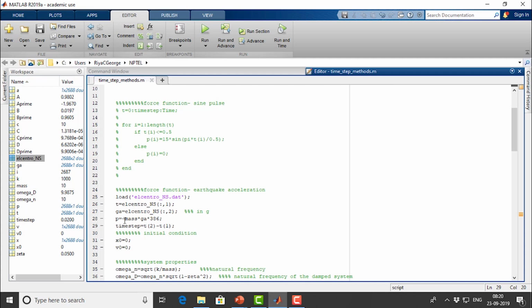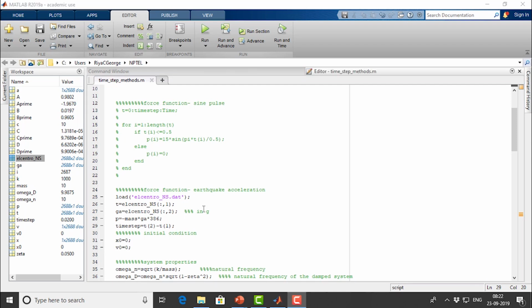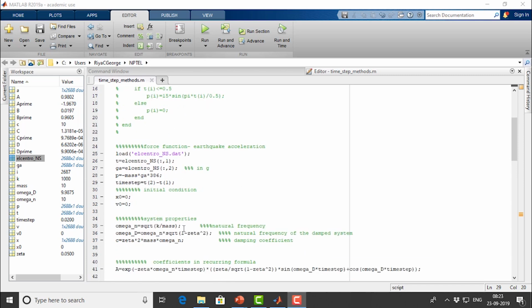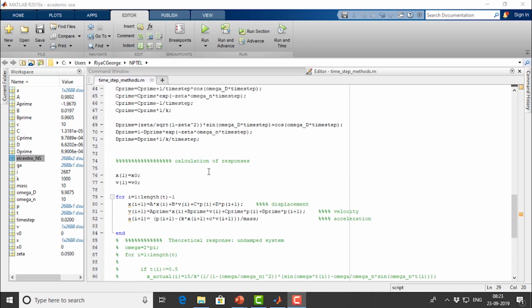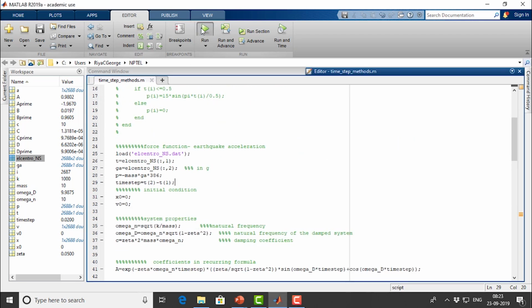I'll calculate the forcing function as minus mass times the acceleration. The acceleration is given in g, so I'm converting it into inch per second square. And the time step needs to be calculated according to the value of the time instance in this file. So that is calculated here. Now we can calculate the response using the same set of formulation. So let's find the response.